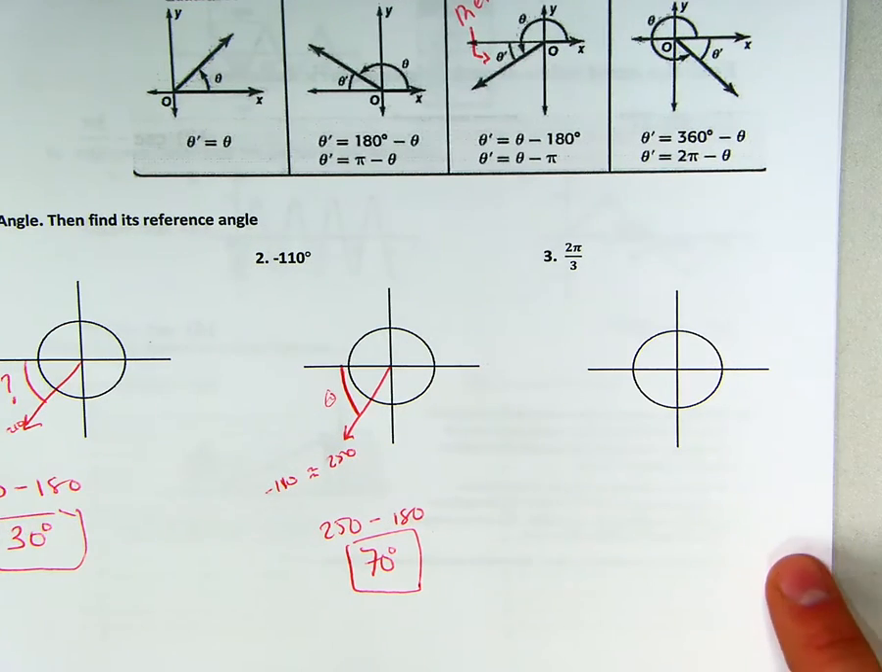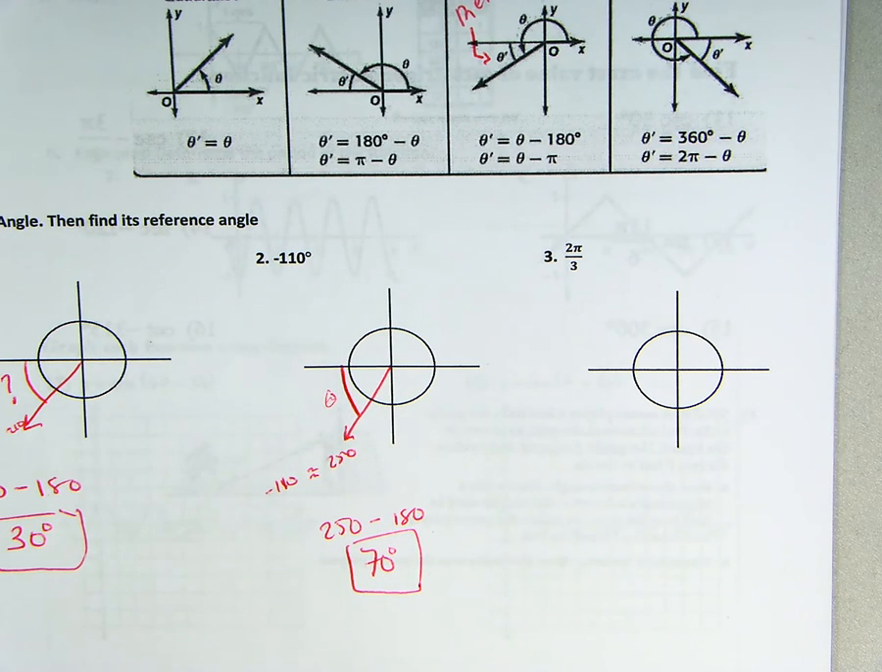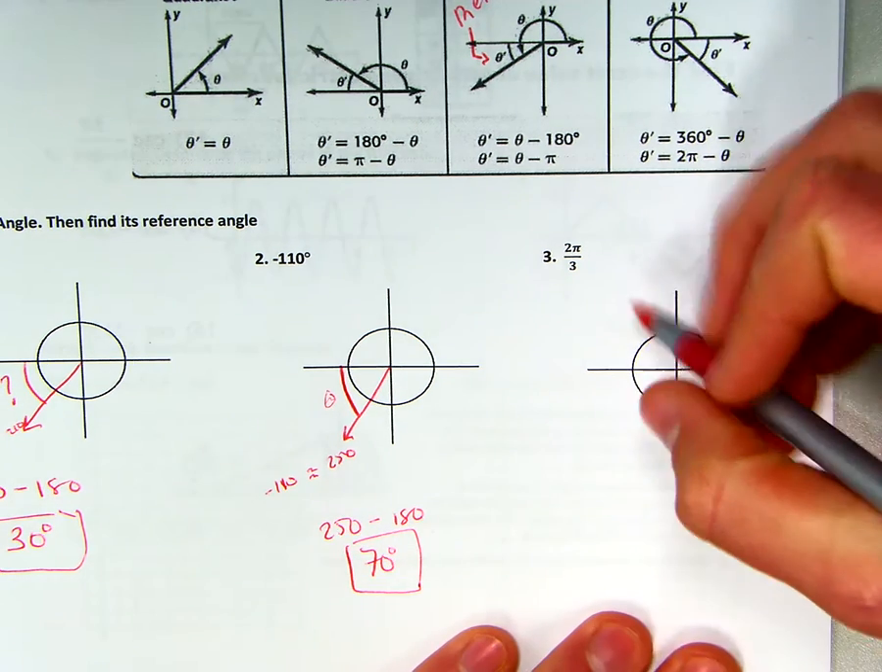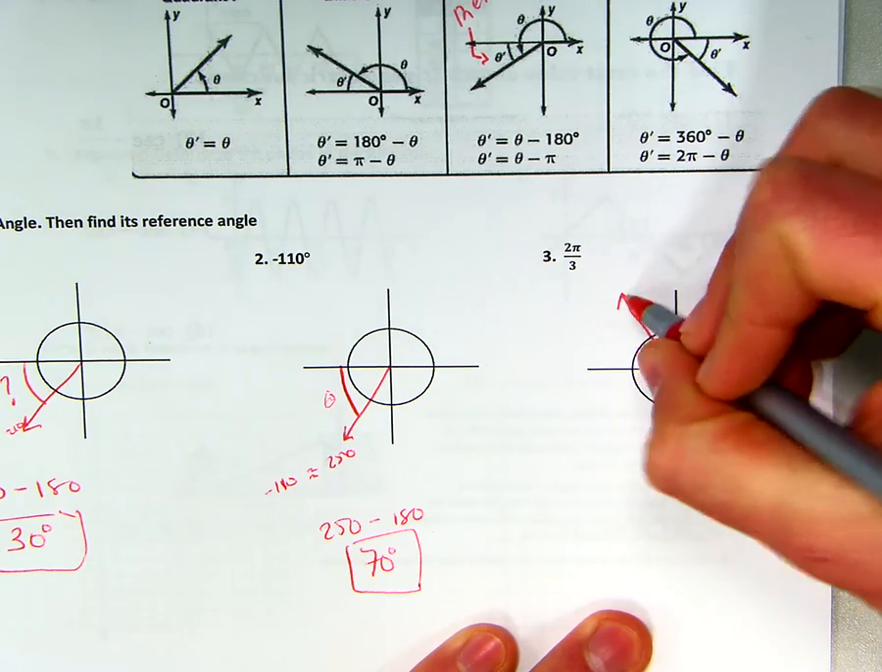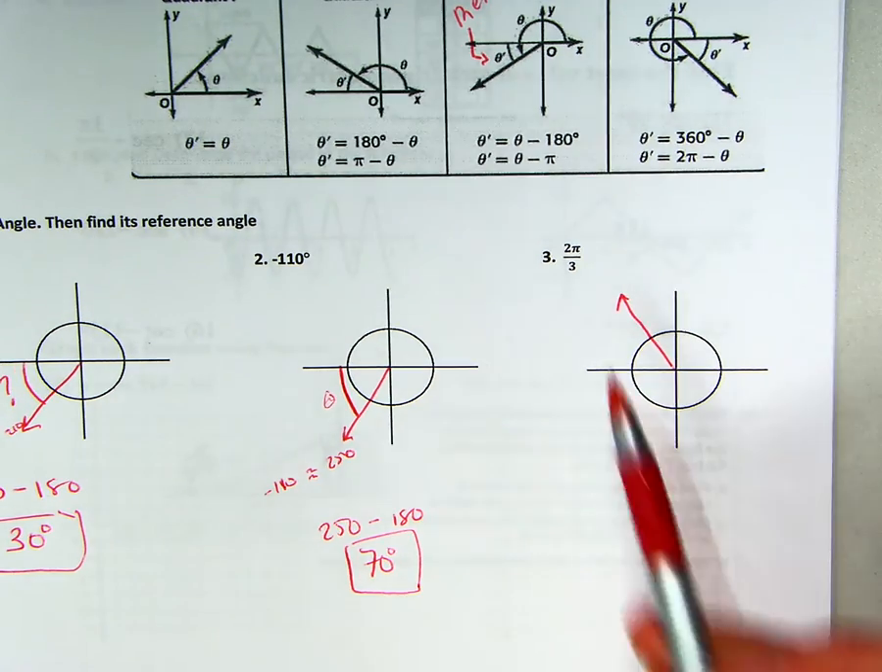The last part, if you have radians. Now, there's a couple things you can do. One, you could just convert this to degrees, or you can say, okay, I'm going to use my unit circle and figure out where 2 pi over 3 is on the unit circle. That is the second quadrant. There's your 2 pi over 3.